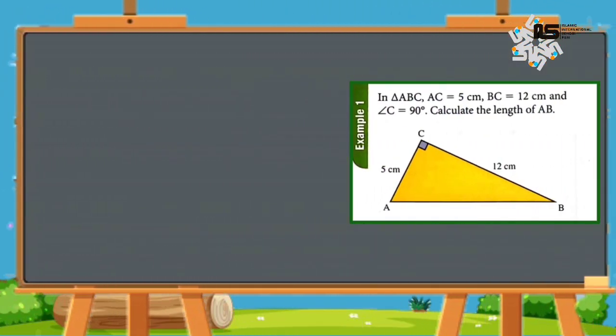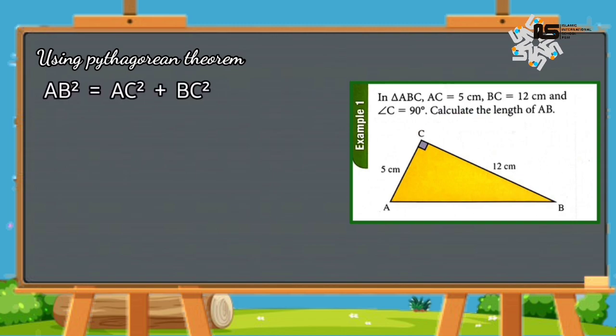In triangle ABC, AC is 5 cm, BC is 12 cm and angle C is 90 degrees. Calculate the length of AB. To solve this problem, we can use the Pythagorean Theorem because the triangle is a right triangle. So we have AB square is equal to AC square plus BC square.